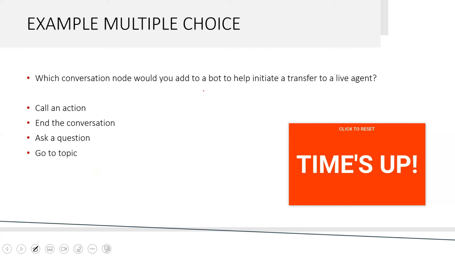The next question in the list is: which conversation node would you add to a bot to help initiate a transfer to a live agent? Is it option A, call an action; option B, end of conversation; option C, ask a question; or option D, go to topic? Let's get your answers on the chat, and let me start the timer now.